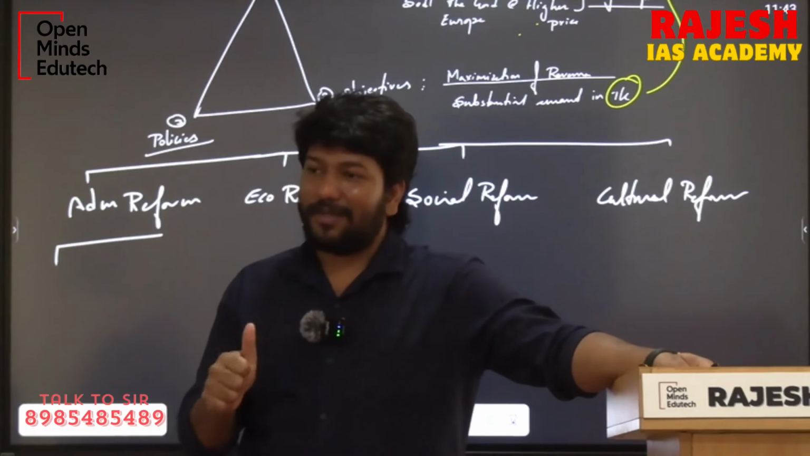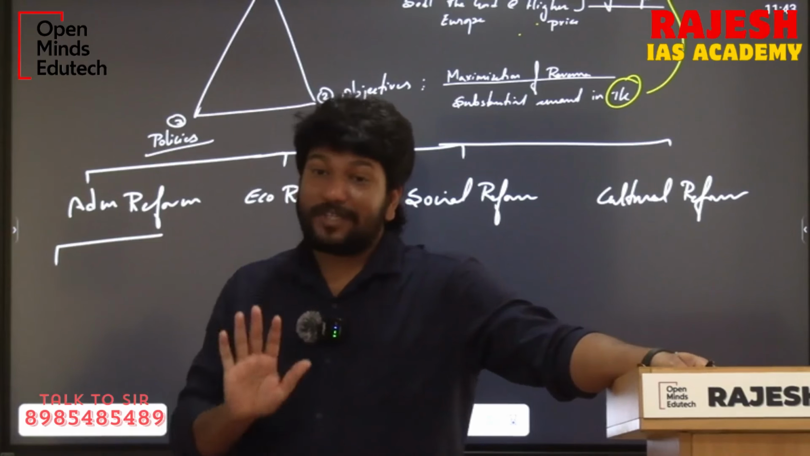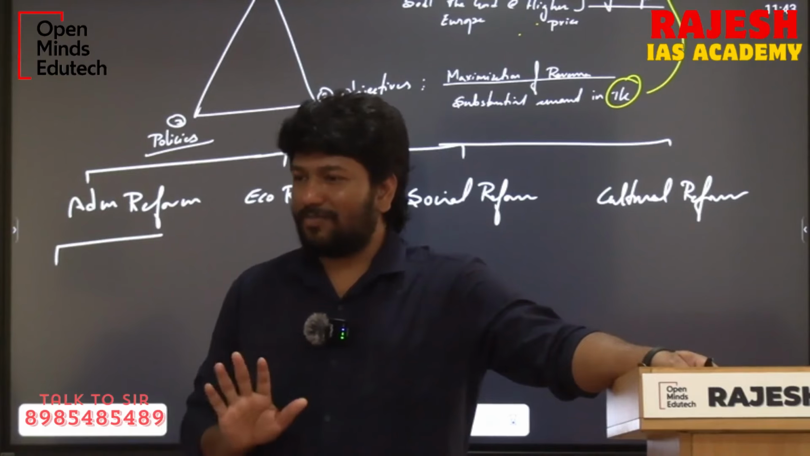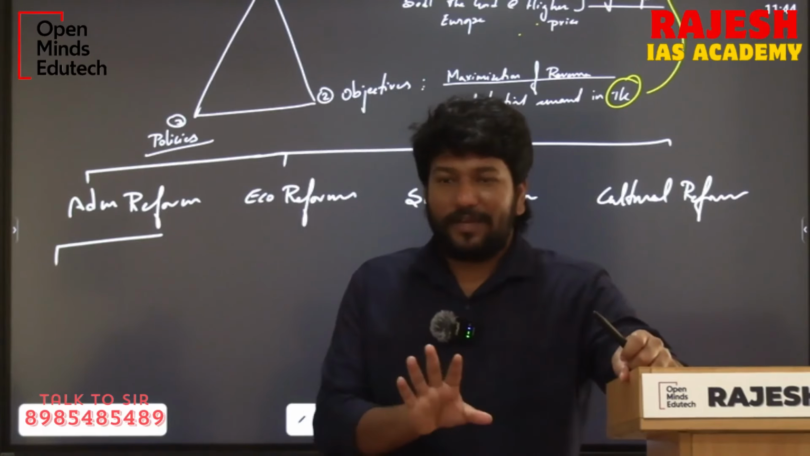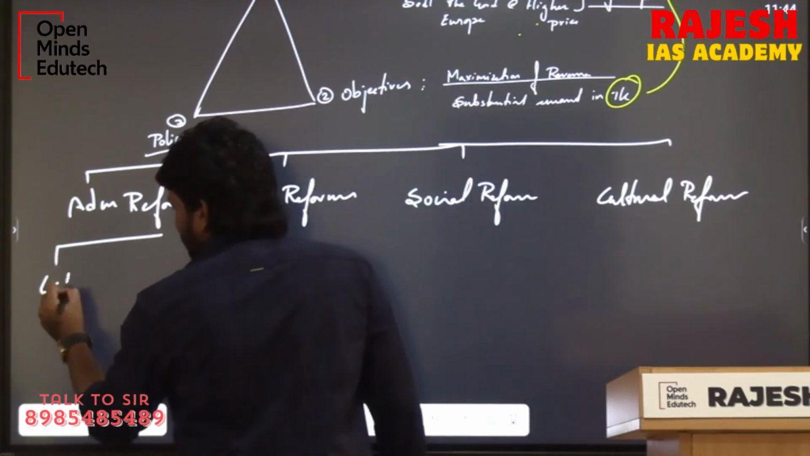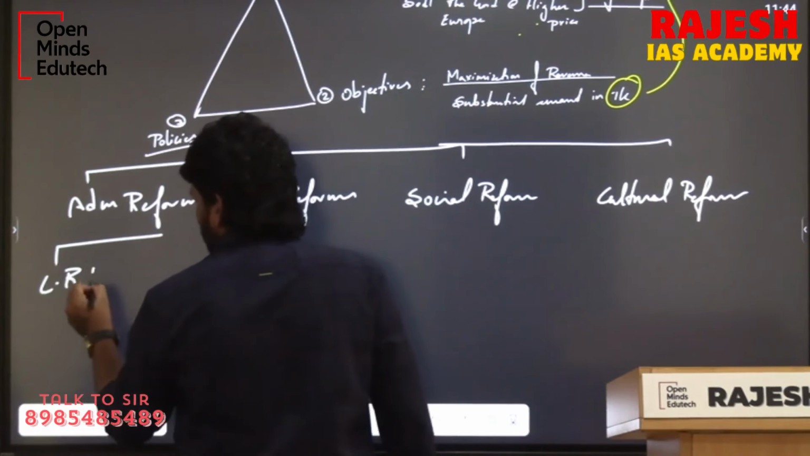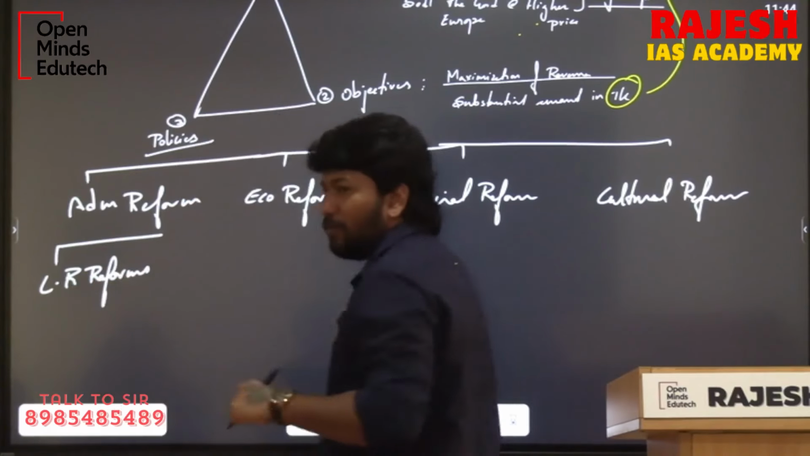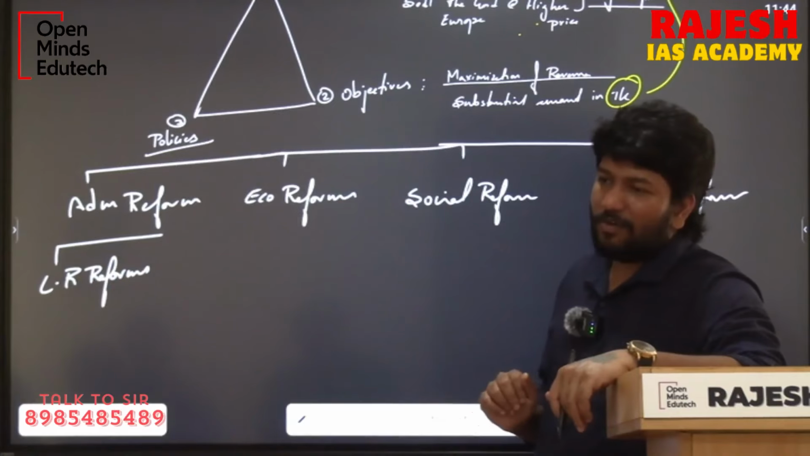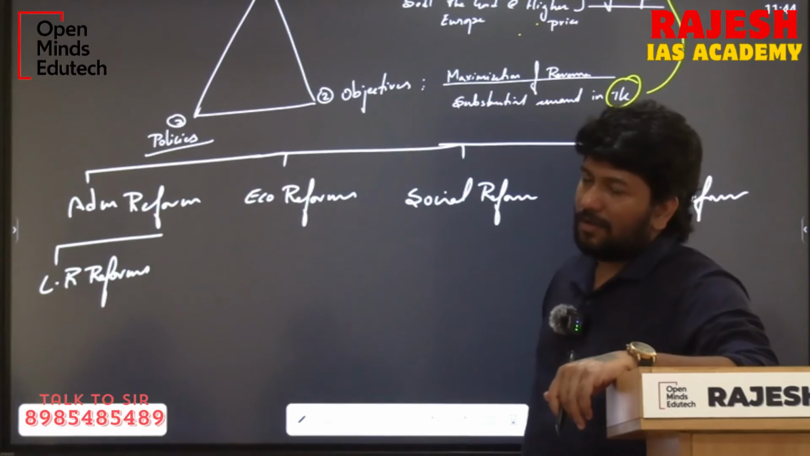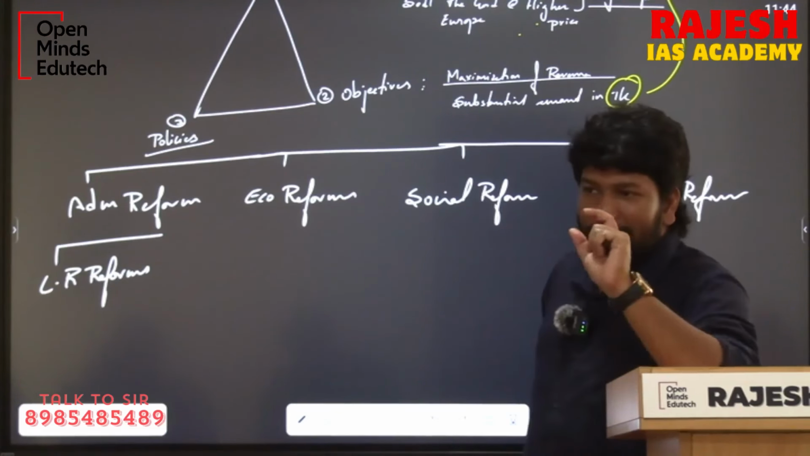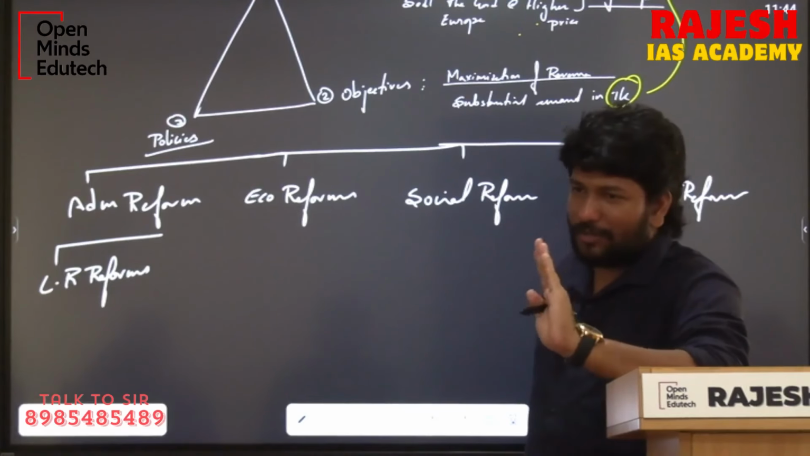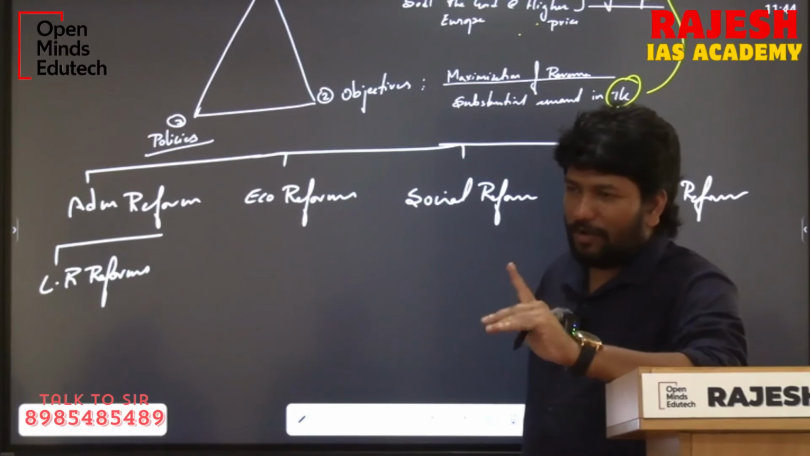Where will they interfere? Only which reforms will they do? Land revenue reforms. Why? Because what is their motto? Maximization of revenue only. So land revenue reforms. You don't find them doing reforms in police. But they will do. Why? See, what is their main objective? Land revenue reforms only, because of maximization of profit. The only motive is land revenue reforms.